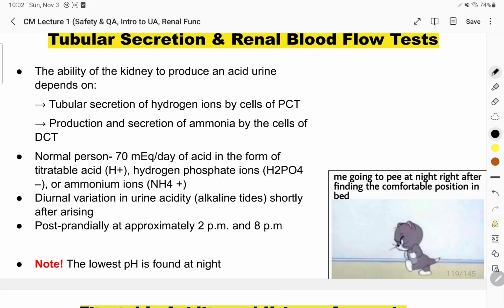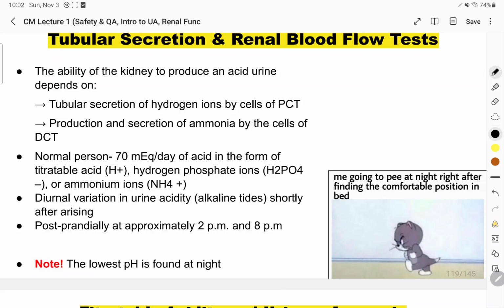Okay, so the titratable acid that is excreted is either titratable hydrogen, your dihydrogen phosphate ions, or your ammonium ions. But if you have metabolic acidosis, you'll not be able to form this. Instead, your bicarbonates are the ones released in your urine, and there's not enough hydrogen to combine with phosphates and ammonia to form these titratable acids.